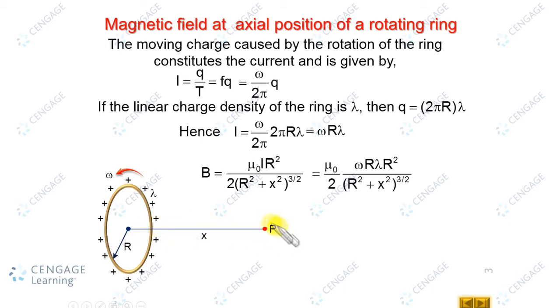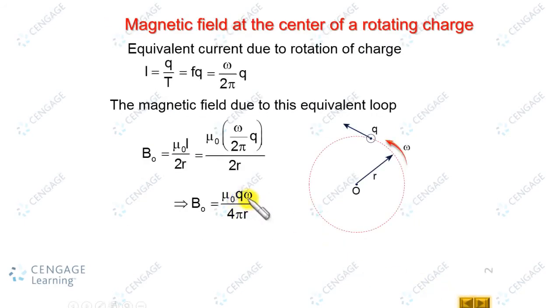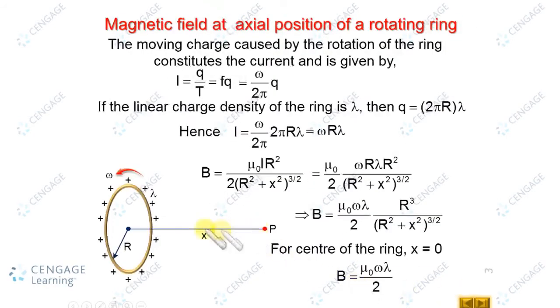You can find the magnetic field relation at the center of this ring by substituting x equal to 0. Suppose you are interested in the magnetic field at the center of the rotating loop, right? So put x equal to 0 in this relation. After placing x equal to 0, we will get the magnetic field at the center of this rotating loop in terms of lambda, right? We have discussed the magnetic field if charge is given, that was having this value. And if charge density is given, we get this relation: mu naught omega lambda divided by 2.